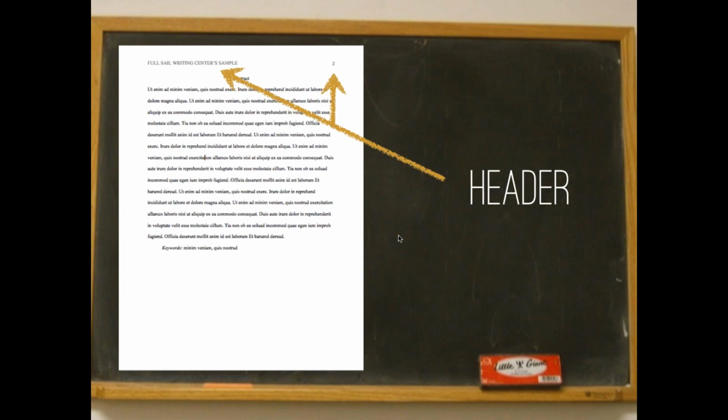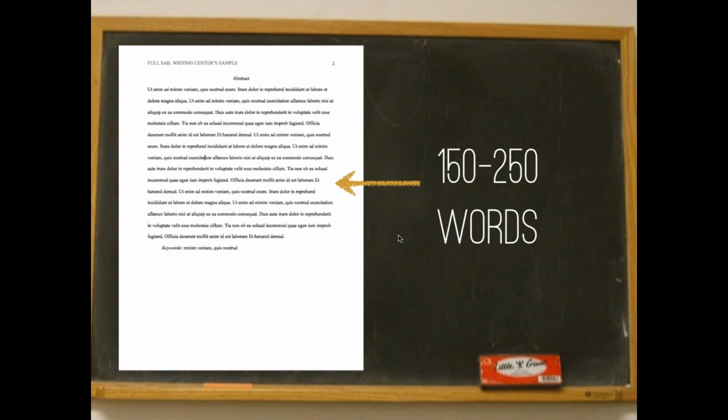It should include the page header with the title of the paper in all caps flush left and the page number flush right. It should be double spaced. And the word abstract should be centered with no bold, formatting, italics, underlining, or quotation marks. And then the abstract should be about 150 to 250 words long. This may vary based on assignment requirements, so pay attention to what your instructor is asking for.